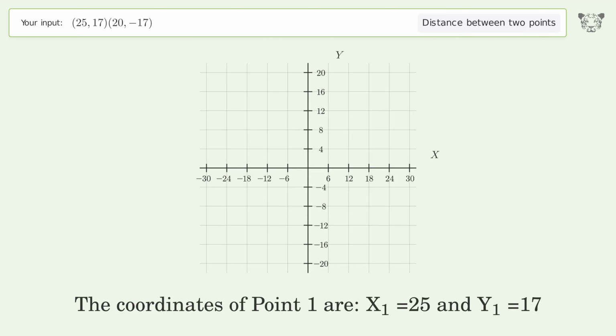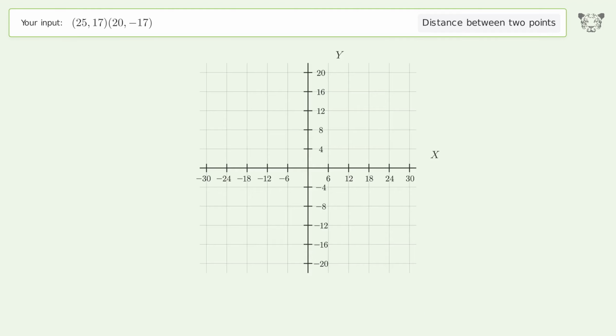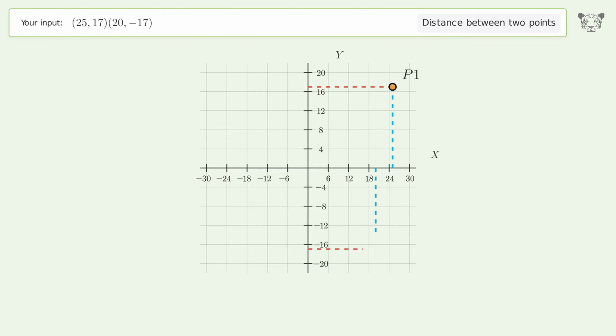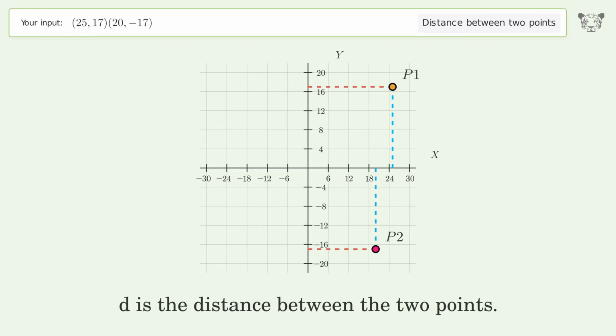The coordinates of point 1 are x1 equals 25 and y1 equals 17. The coordinates of point 2 are x2 equals 20 and y2 equals negative 17. D is the distance between the 2 points.